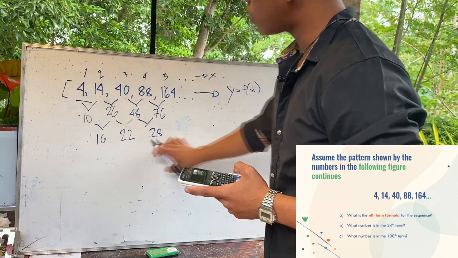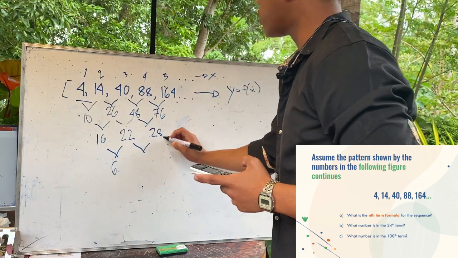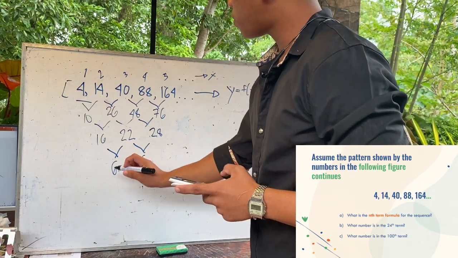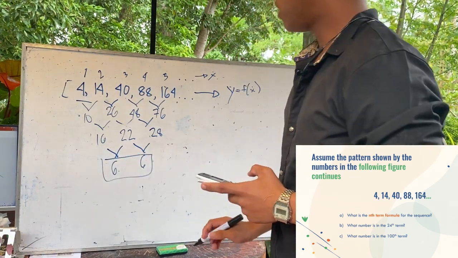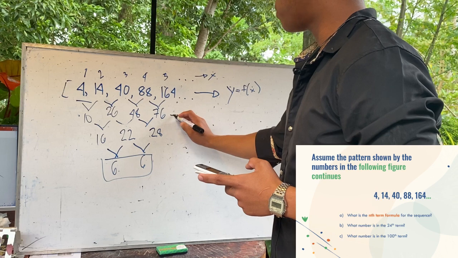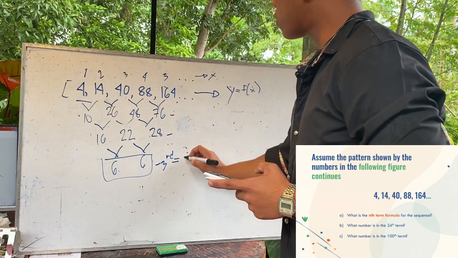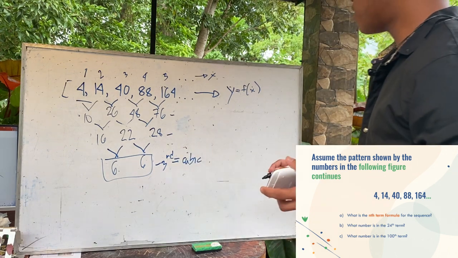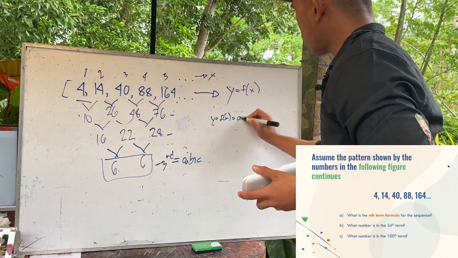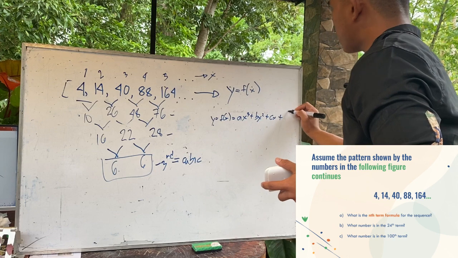And continue the process since the constant is not present. 22 minus 16 is 6 and 28 minus 22 is 6. Since the constant is present, we can count the number of differences: this is the first difference, second, and third. Since third is equal to cubic, the formula is y equals f of x equals ax cubed plus bx squared plus cx plus d.